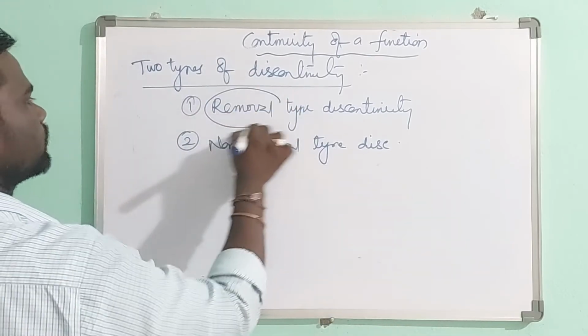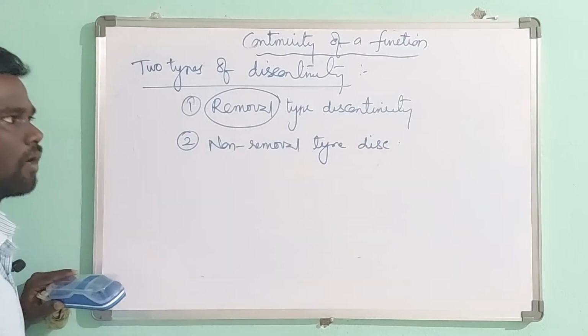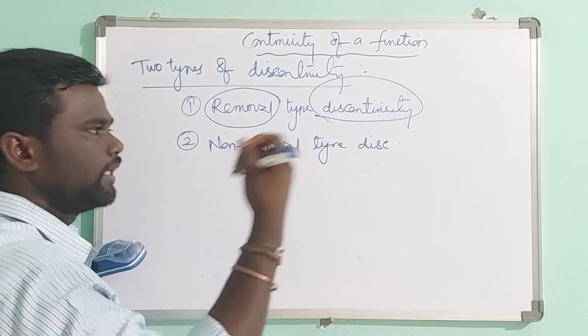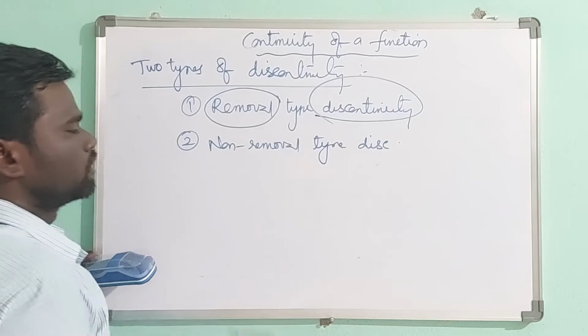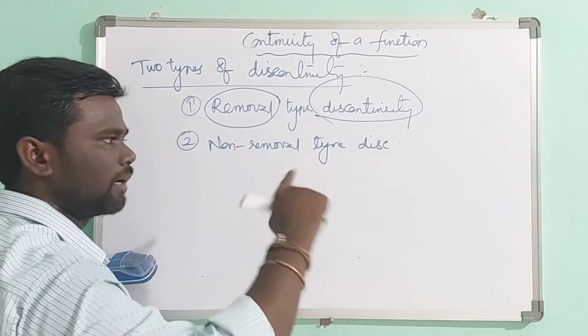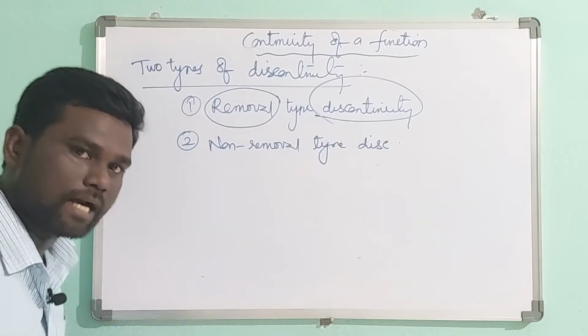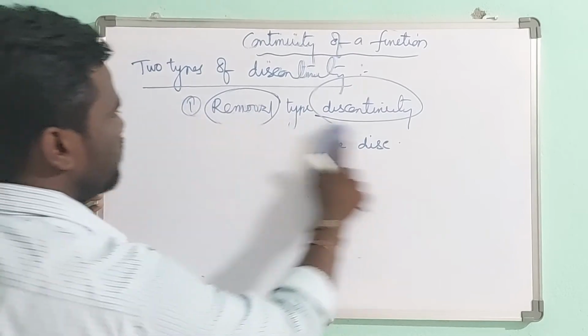From the name itself it is clear: removable type discontinuity means the discontinuity can be removed by assigning some equivalent value to the function. Here it is not possible to remove the discontinuity, so it is said to be a non-removable type discontinuity. Now move on to the removable type discontinuity straight away.